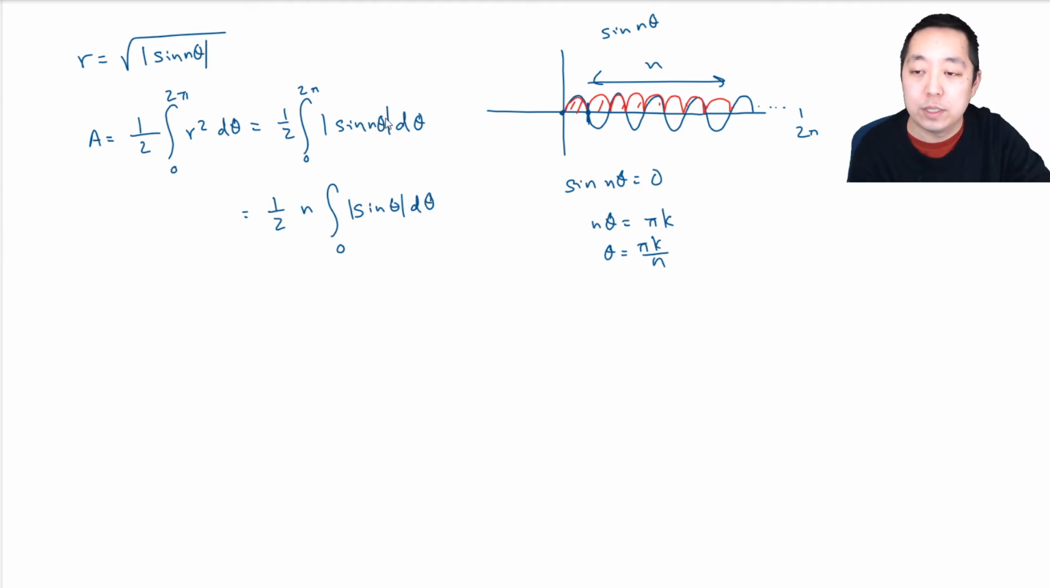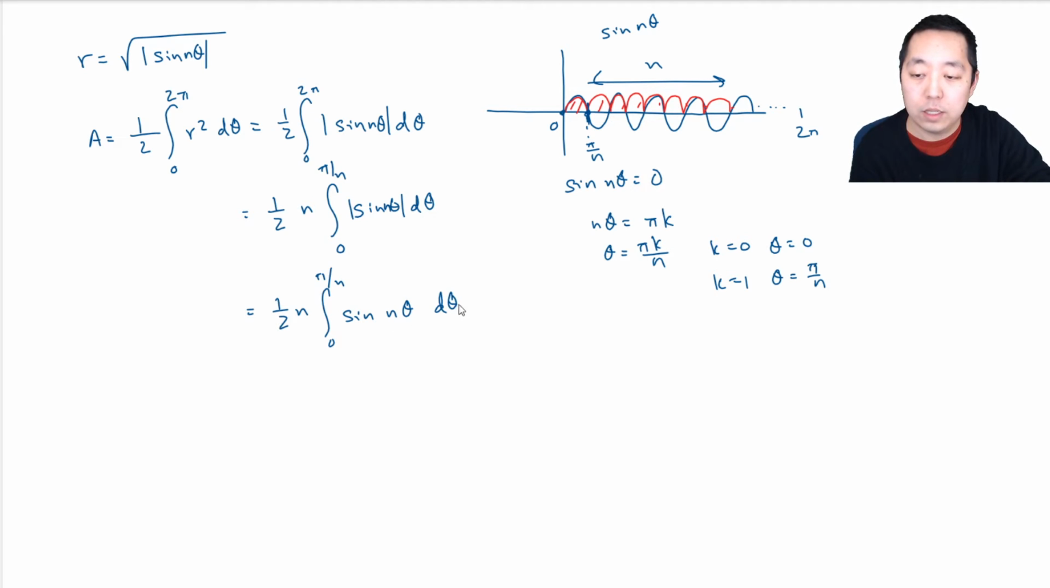Now n is like a parameter, the coefficient in front. When k equals 0, theta equals 0. And when k equals 1, theta equals pi over n. So this point here is pi over n. It's the first time past 0 that this function hits 0. Now, because during this interval sine n theta is always positive, I can take away the absolute value signs. Sine n theta d theta.